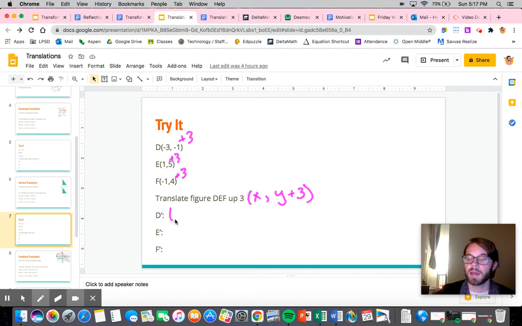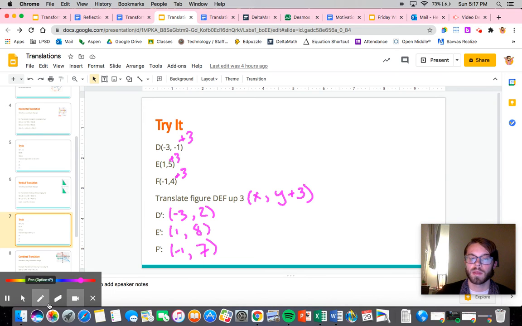So I do not touch my x coordinate. So it would be negative 3. Negative 1 plus 3 is 2. I do not touch my x coordinate. So 5 plus 3 is 8. I do not touch my x coordinate. And 4 plus 3 is 7. That's all there is to it.